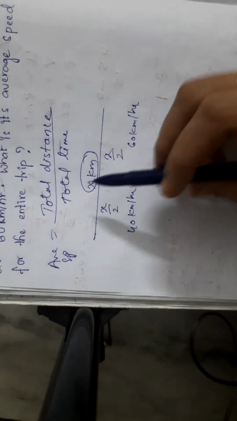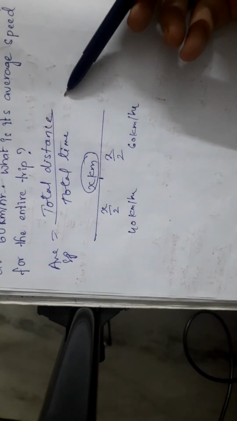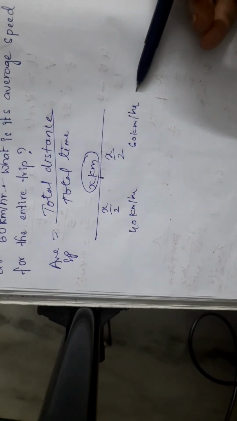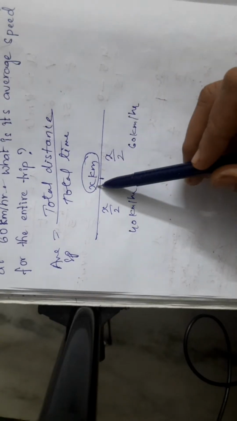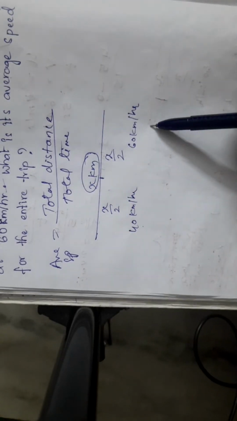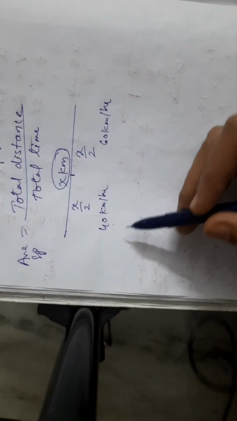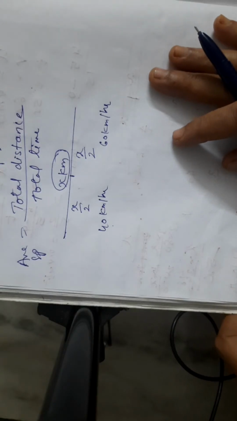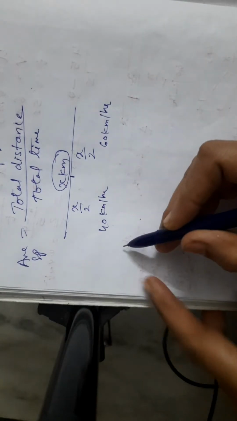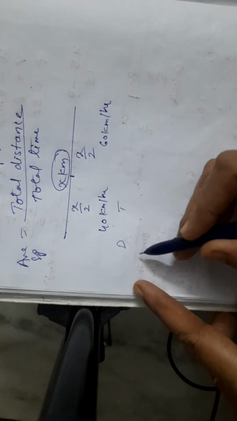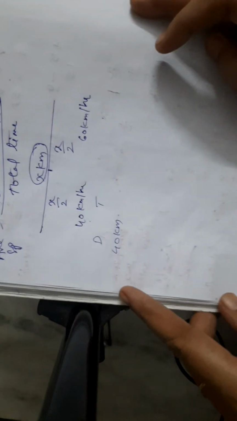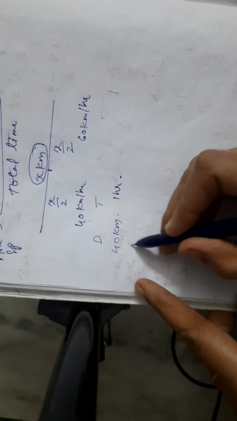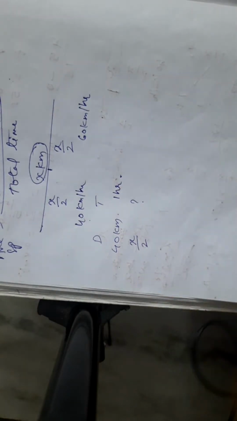Now time is not given. When we solve questions related to average speed, we need to get the total distance and the total time. Here we know that distance is x, and we need to find time. Whenever you get this type of question, you can start with the distance time unitary method. Distance 40 km is covered in 1 hour as the speed is 40 km per hour. We need to find in how much time x by 2 distance is covered.